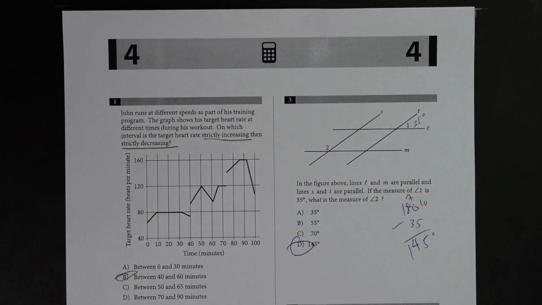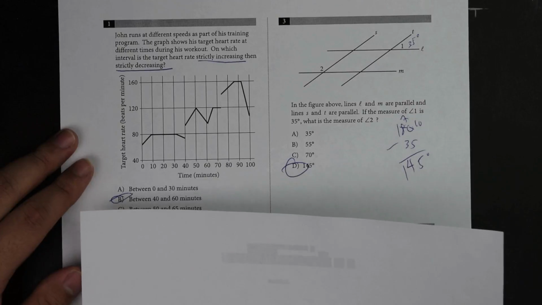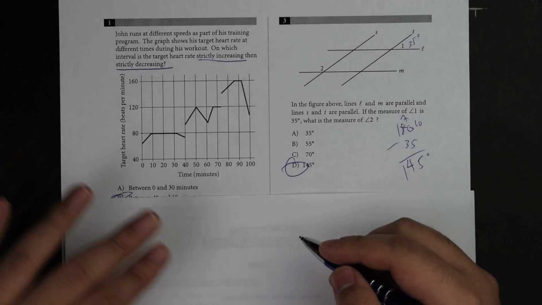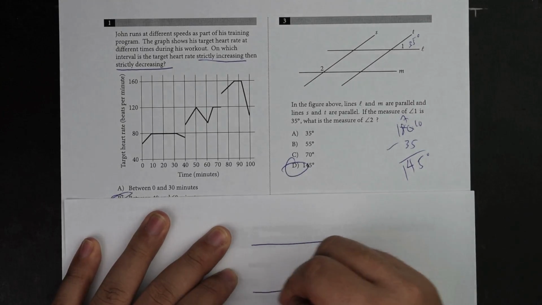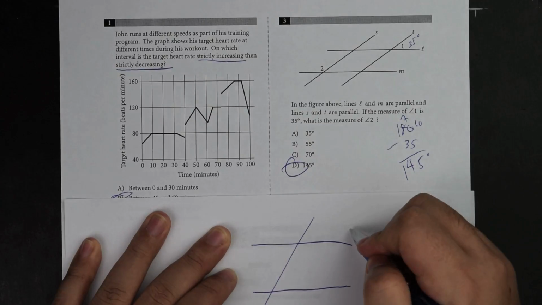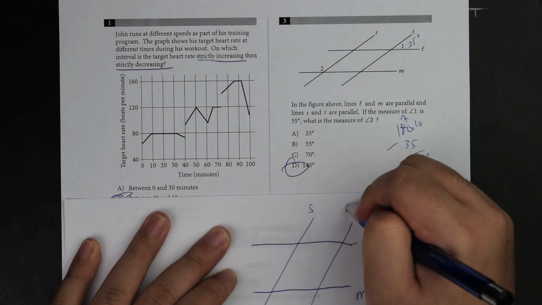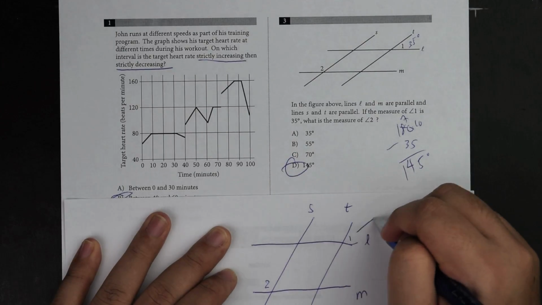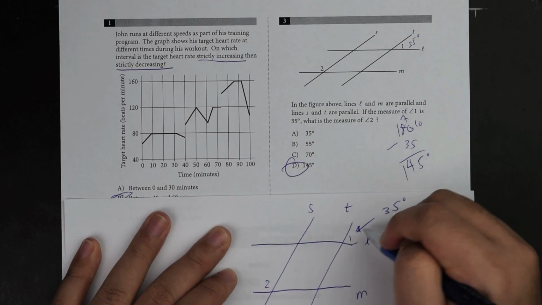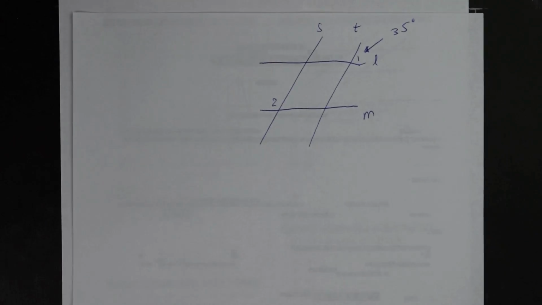And now I'm going to explain to you how I was able to get to this answer so quickly. For number 3, I'm just going to copy down what it states right here onto this paper. L, M, S, T, this is 2, this is 1. So angle 1 is 35 degrees. Okay, so now I can cover this up.